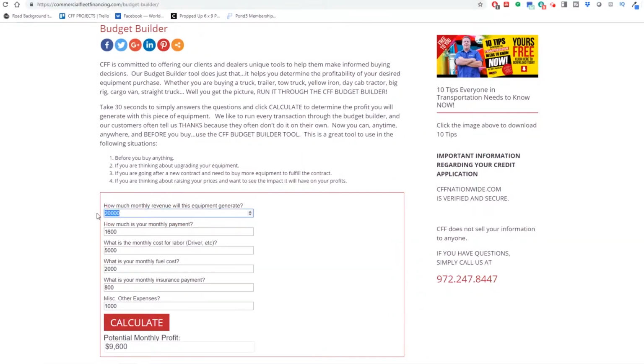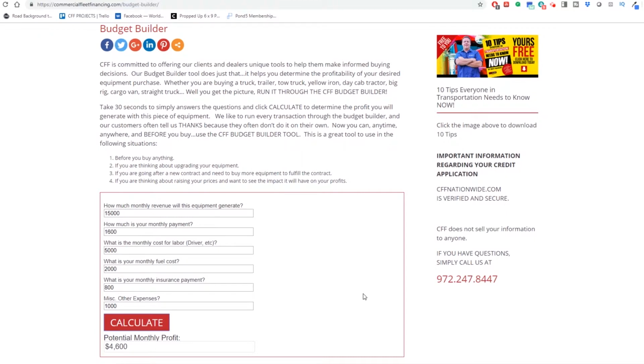It's time to start to play with these numbers. Maybe your revenue is not going to be $20,000. Maybe it's going to be $15,000. Well, go ahead and put $15,000. Everything else stays the same. Hit calculate, and guess what? Your profit just got lowered by $5,000.